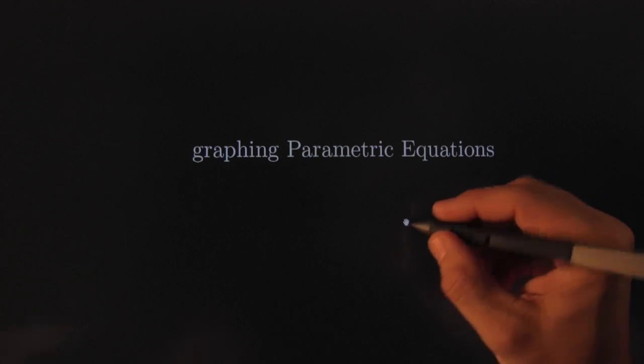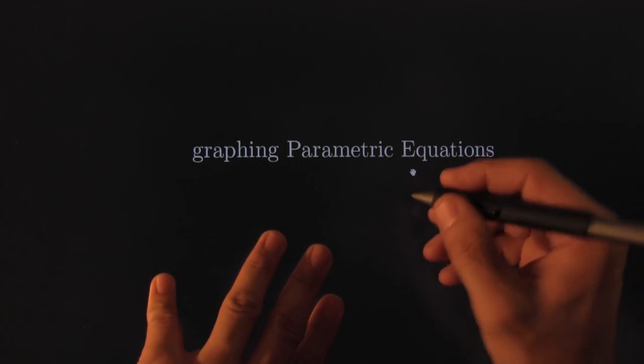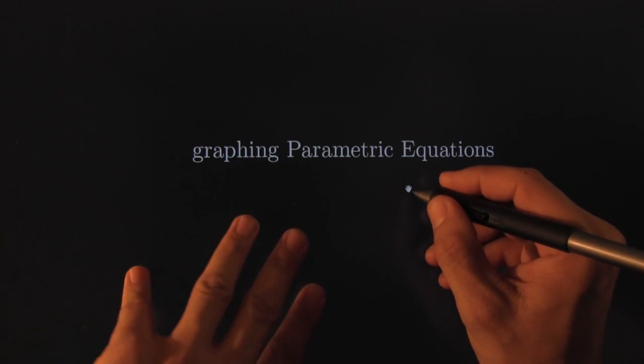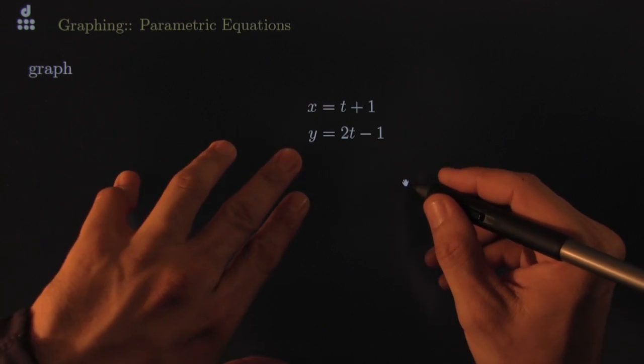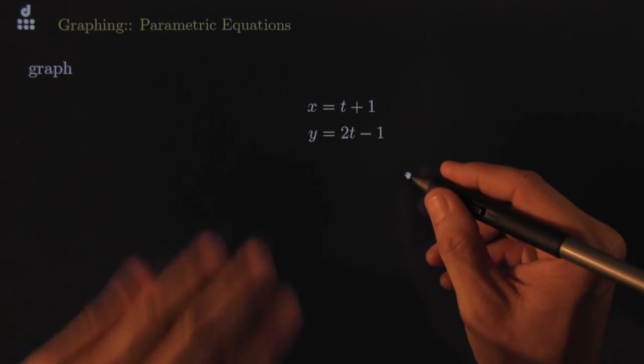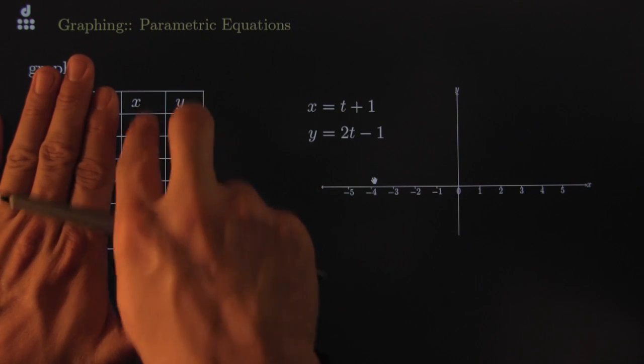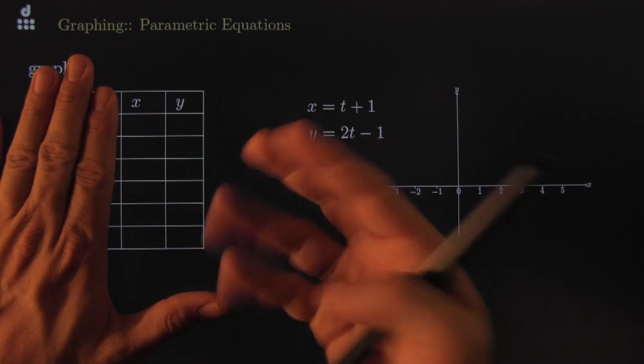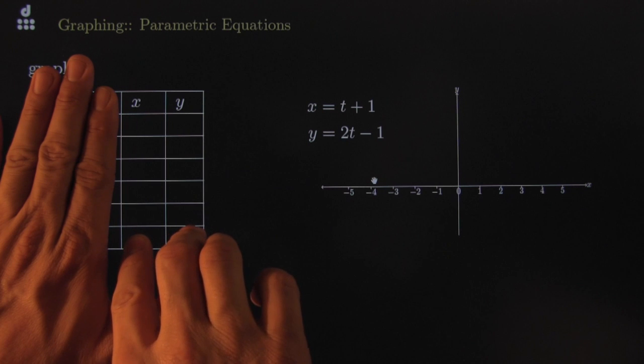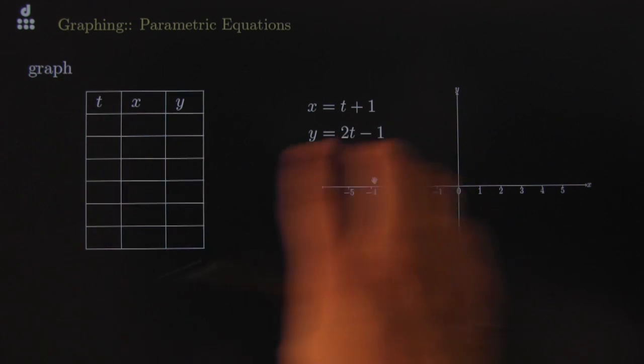Alright, so graphing parametric equations would be very similar to what you would have done when you graphed Cartesian equations. It would go something like this. You make a chart here, and notice the difference here. For Cartesians, you would only have x's and y's because you usually only got one equation. You only get one equation with those. Here we have an extra parameter.